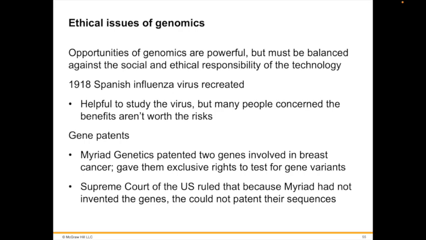And with this, there are ethical considerations when you think of genomics. The opportunities of genomics are powerful, but must be balanced against the social and ethical responsibility of the technology. In 1918, the Spanish influenza virus was recreated. It's helpful to study the virus, but many people are concerned the benefits are not worth the risks. And then there are gene patents.